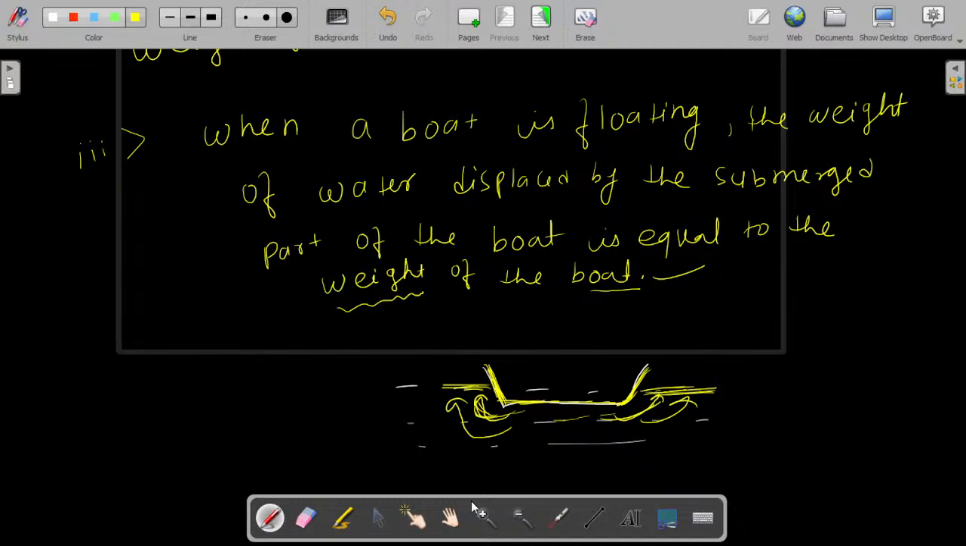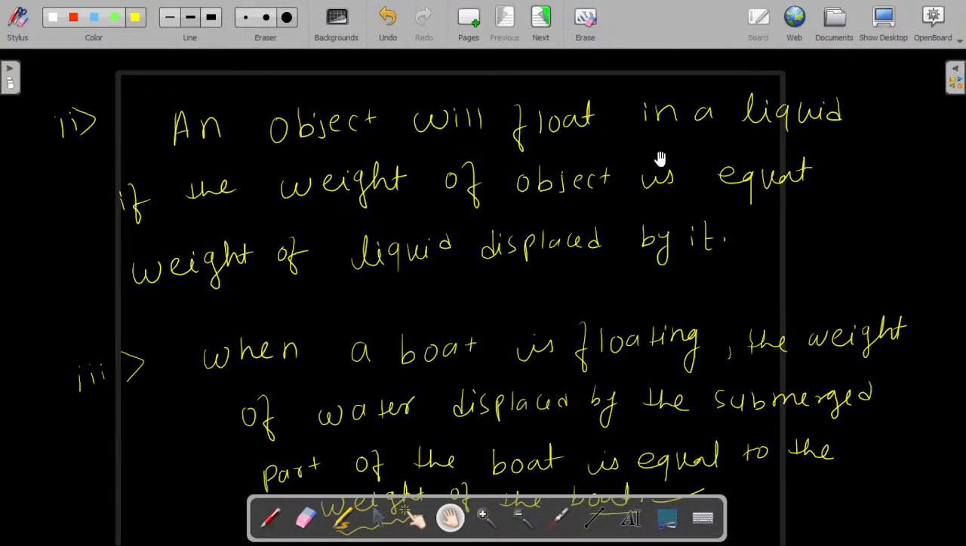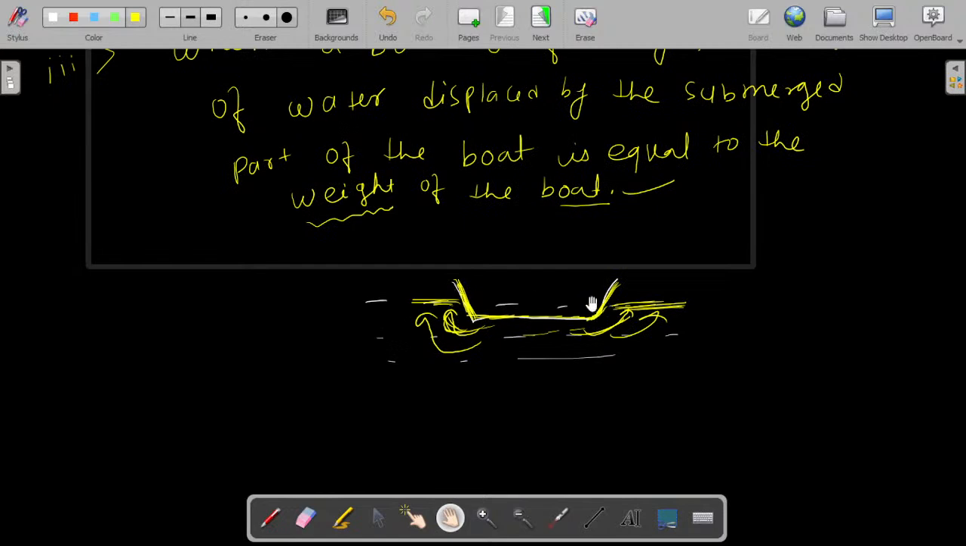ठीक है. और पहला पॉइंट क्या बताया? An object will float in a liquid if the weight of the object is equal to the weight of liquid displaced. ये डिस्प्लेस तभी करेगा, ये नाव तभी फ्लोट करेगा जब ये अपने चारों तरफ से जो पानी को हटा रहा है, उसका जो वेट होगा वो इसके वेट से क्या होगा? बराबर. अगर इसका वेट ज़्यादा हो गया, पानी को हटा नहीं पाया, तो क्या हो जाएगा? डूब जाएगा.